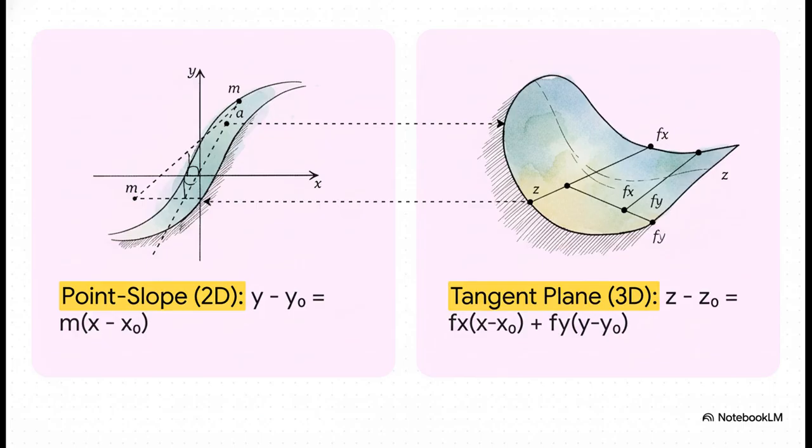Seeing them side by side like this, it makes everything click. On the left, our old friend, the 2D formula. Notice how y is the output. Now look to the right. In our 3D world, z just takes the place of y. And where we used to have a single slope, m, now we have two separate slopes. Fx tells us how steep it is when we move along x, and fy tells us how steep it is when we move along y. It's the same skeleton, just beefed up for 3D.